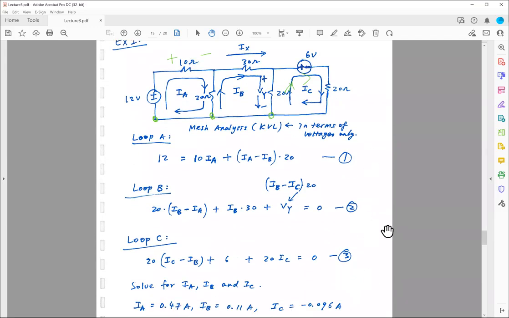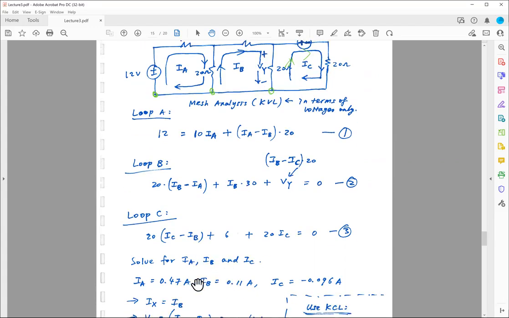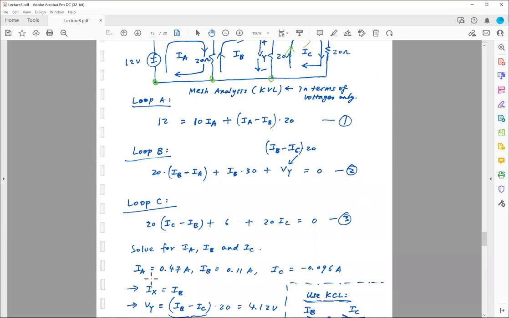So now you have 3 equations and 3 unknowns, and those unknowns are IA, IB, and IC. So go ahead and solve for those unknowns. Did it here for you. So IA is 0.47 amp, IB is 0.11, and IC is minus 0.096.